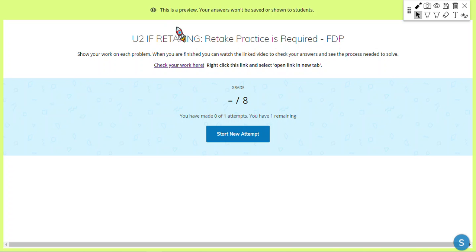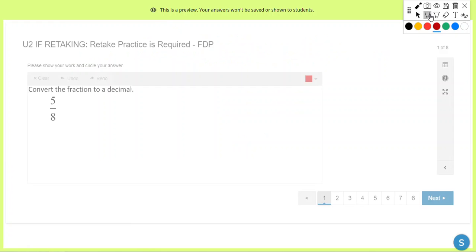In this video, I'm going to review the answers and how to get to the answers for the retake work for the Unit 2 fraction decimal percent summative. If we look at the first problem, it wanted you to convert a fraction into a decimal, and to take a fraction and turn it into a decimal, I need to do long division.